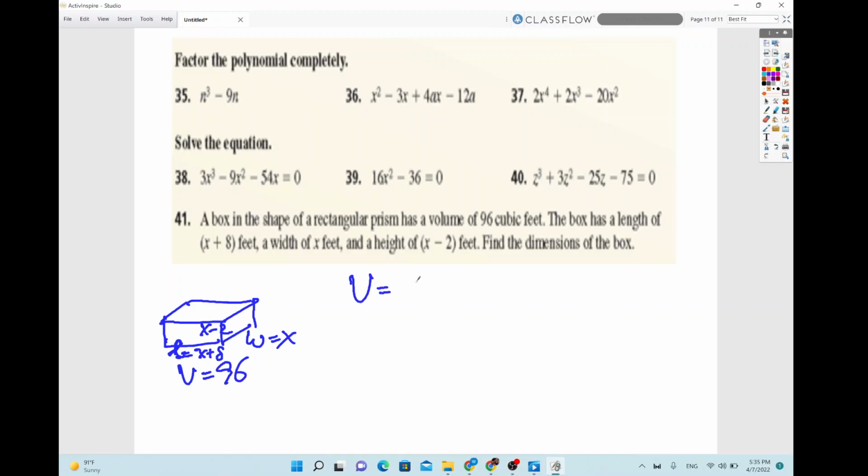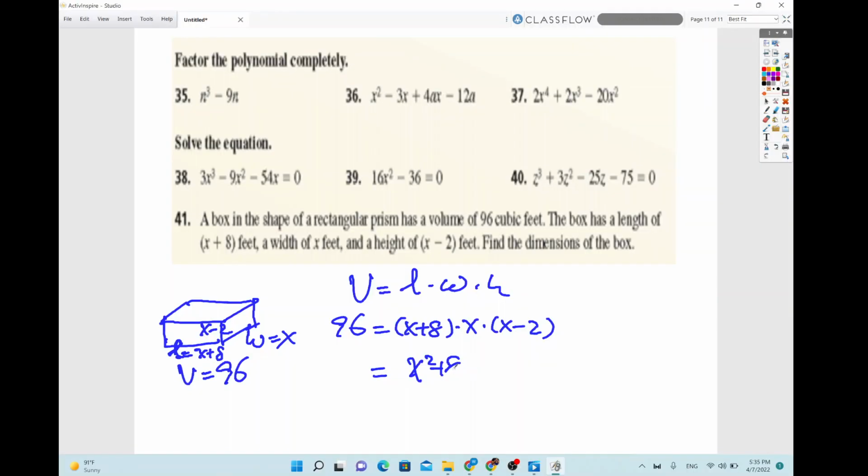One thing we noticed: to get the volume of the rectangular prism, or the box, it's length times width times height. So we have x plus 8 times x times the height, x minus 2, and the volume is already given, it's 96. It's already factored, so we need to distribute and then FOIL.